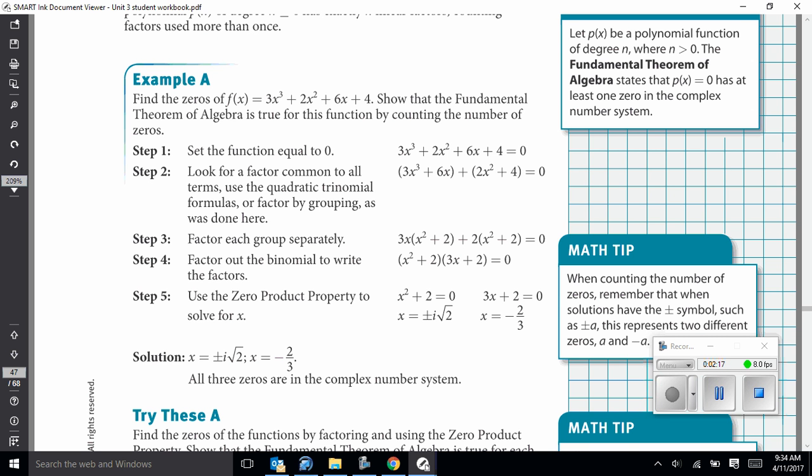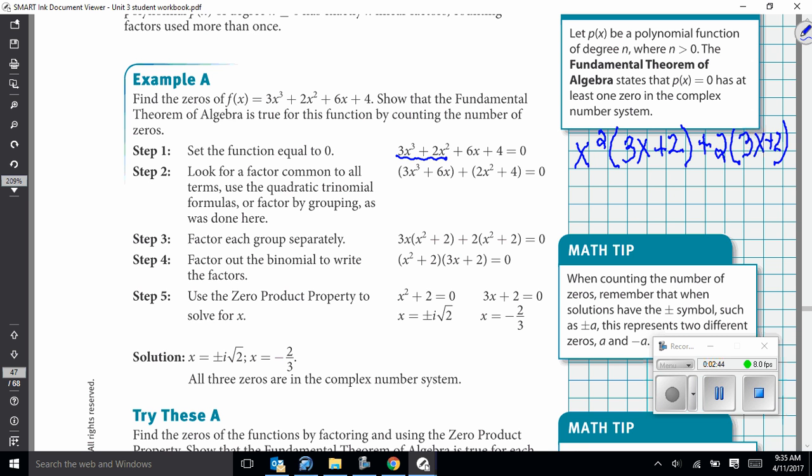Oh, no. Well, let's go with my thought process. With 3x cubed and 2x squared, if we group these together, they both have an x squared, so that gives us x squared times 3x plus 2. Then what about the other 2? What do they have in common? They have a 2, so we can take out a 2, and that gives us 2 times 3x plus 2.